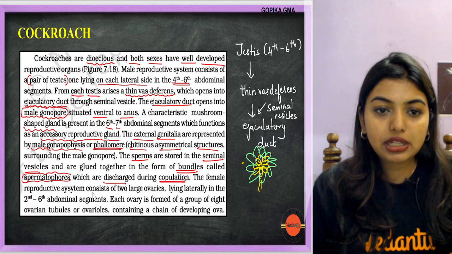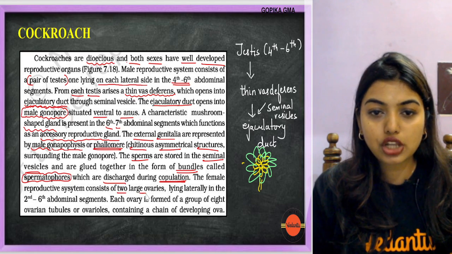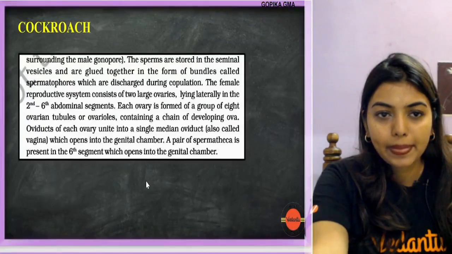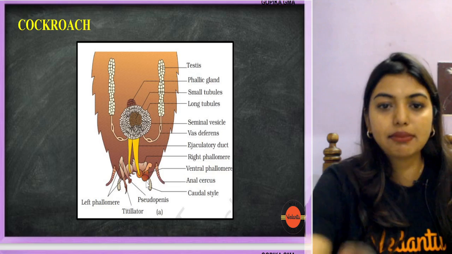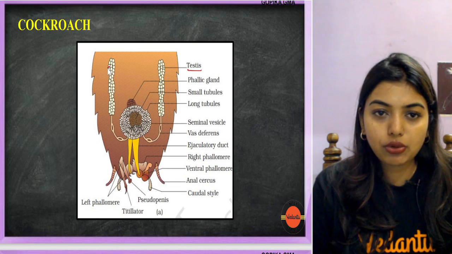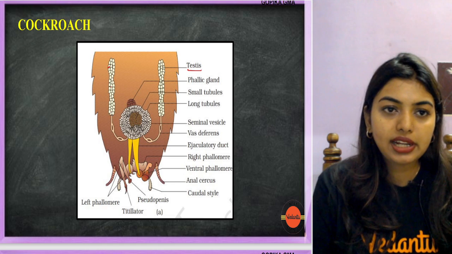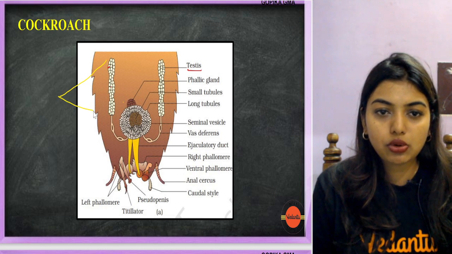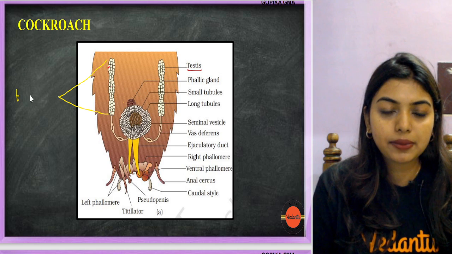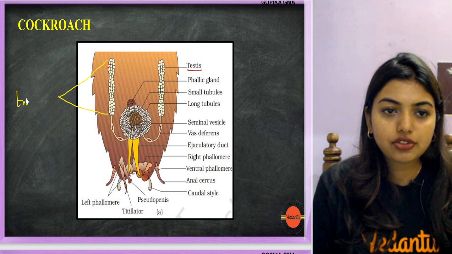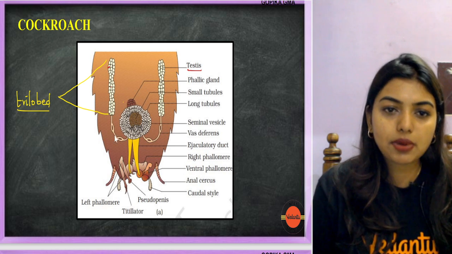Now, the female reproductive system consists of two large ovaries. Before we go into that, let me show you the diagram. Students, this is the male diagram. Can you see two testes? Remember, this is one lobe, this is the second lobe, this is the third lobe. So the testis is trilobed. Three lobes, and here the sperms will be formed.